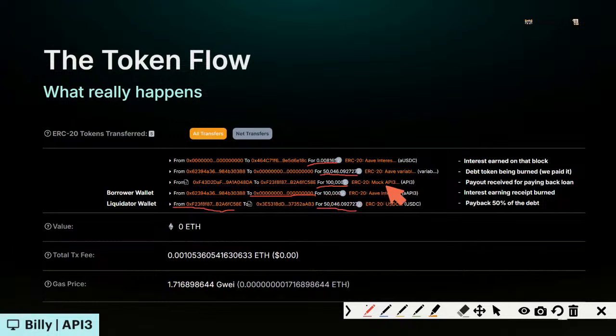I get the asset in my wallet. The debt variable gets paid back. So those debt tokens get burned. And then any interest earned in that single block transaction gets burned too, because it goes to nobody. So that's the actual flow of a liquidation.